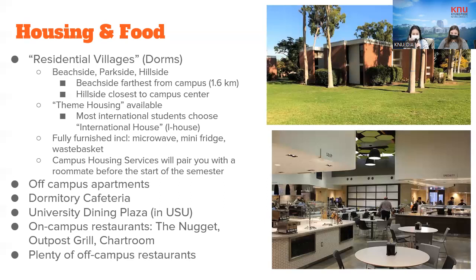And one thing that I want to point out in particular that is different from the KNU dorms is that other than being furnished with a bed and a desk and a mirror, the dorm rooms also come with a microwave, a mini fridge, and a waste basket. And so if you want to eat ramen at midnight, you don't really have to worry about leaving your dorm room to find a microwave and so on.